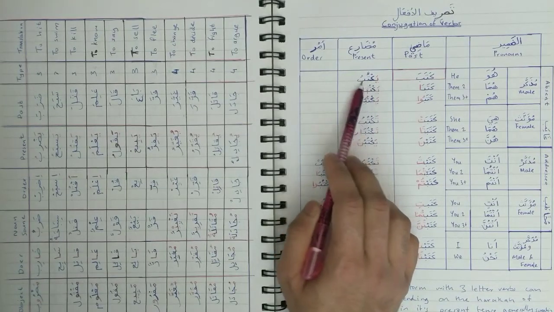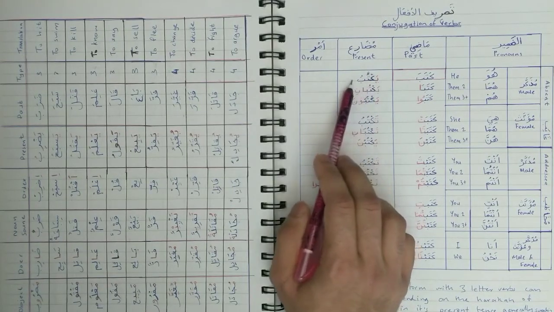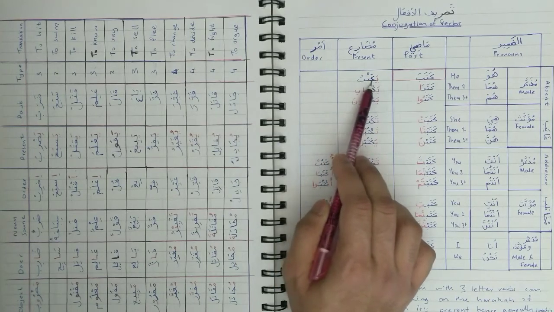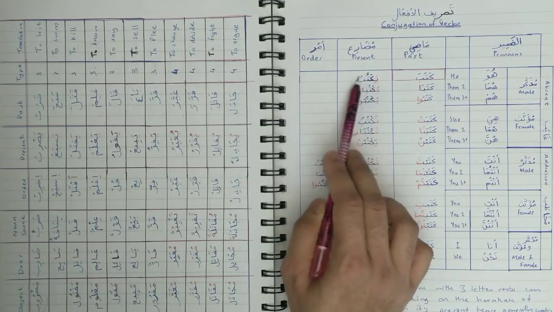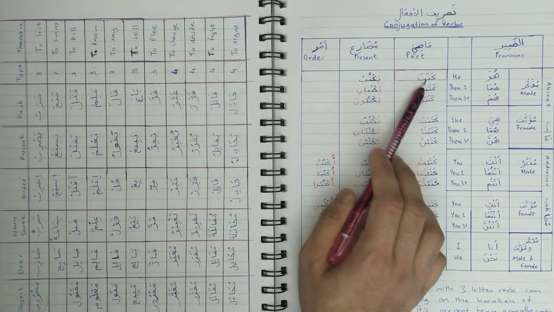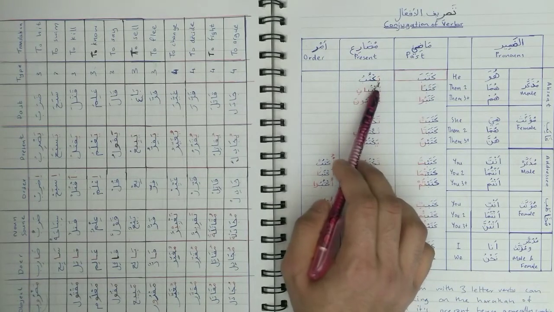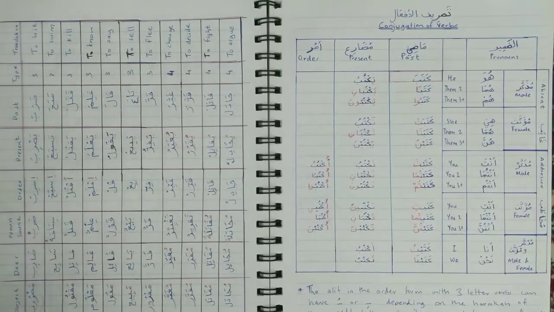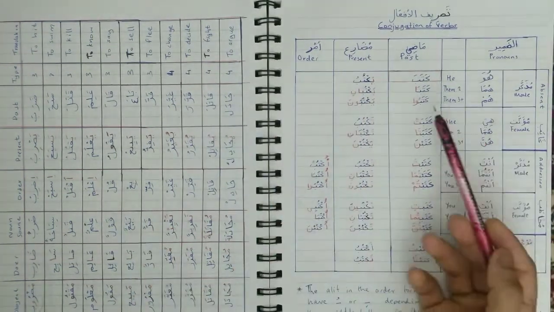When you're making it present, you have to change the harakat of the letters, but the letters themselves don't change. You see over here, kaf, ta, ba, the root letters remain unchanged. All you're adding is a ya at the front. So yaktubu, which means he's writing.